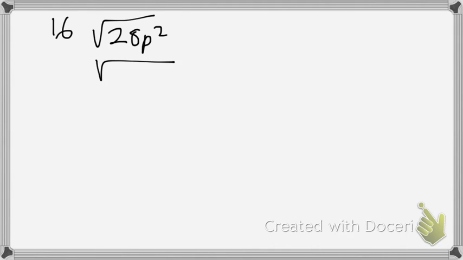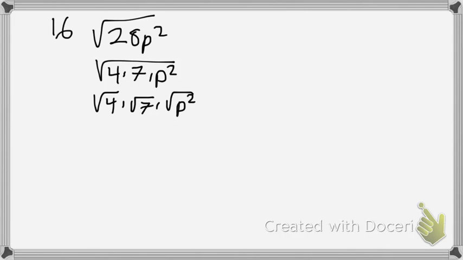16. The square root of 28p squared. So what I'm going to do is I want to break this down. I'm going to look at 28 and go, okay, what are the factors of 28? And again, I'm looking for those perfect squares. I'm looking for 4s, I'm looking for 9s, I'm looking for 16s. Hey, 4. I know that 28 is 4 times 7 times p squared. So now I'm going to break out each one individually and see what I can do with it.